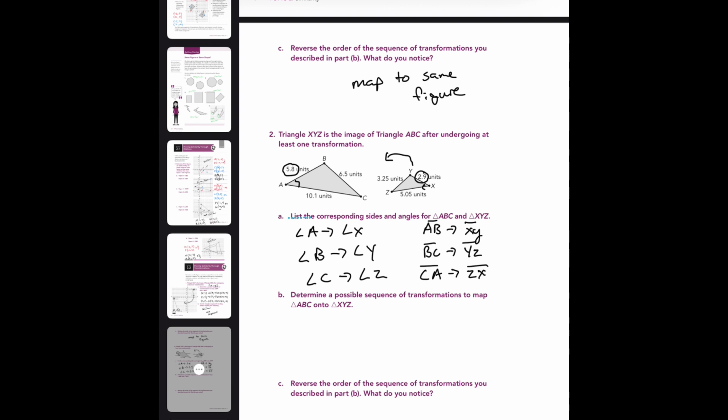So for a sequence of transformations, well, I just said it's reflected. If we had a line between these, it'd have to be reflected for that side of 2.9 to match up with the side that's 5.8. So it's reflected. And then also, if we look at the scale factor, 2.9 times 2 would give us 5.8. If we look at the other side, 3.25 times 2 would get us to 6.5. And 5.05 times 2 would get you to 10.1. So it's dilated by a scale factor of 2.